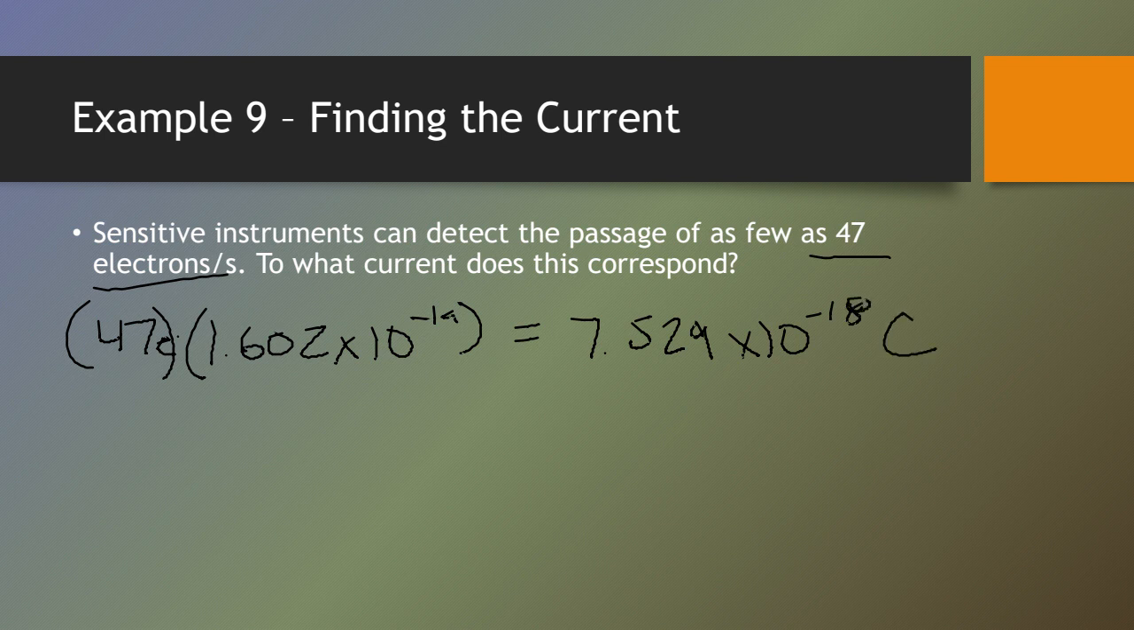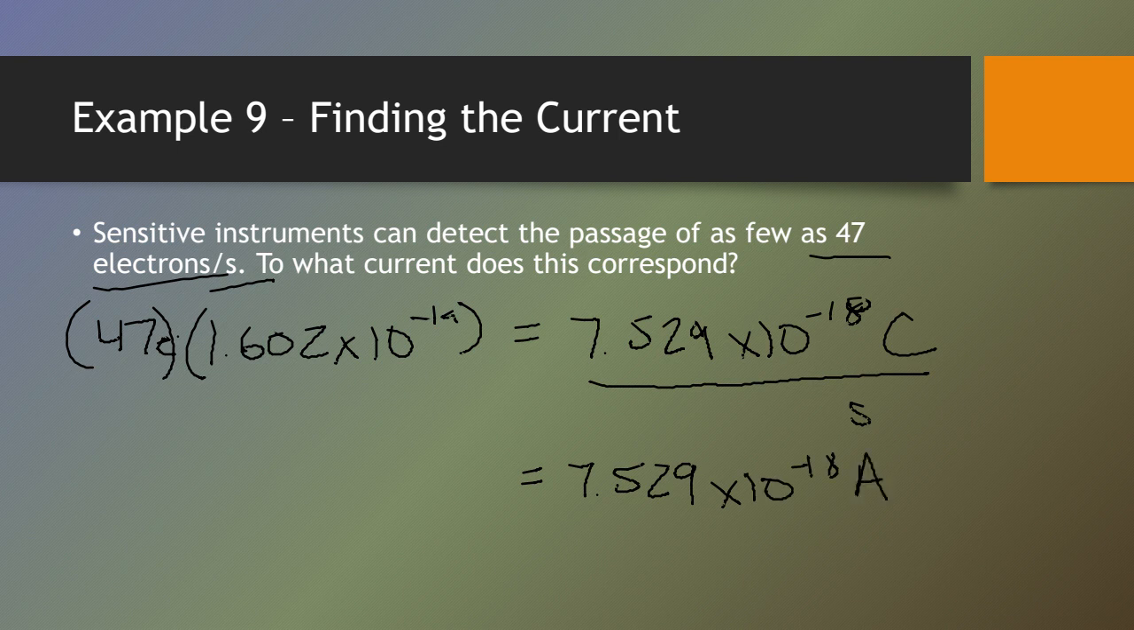If this is 47 electrons per second, so that's coulombs per second, this would be our current, 7.529 times 10 to the minus 18 amps. That is an extremely small current. Much, much less than what you might see in regular things. Most everyday objects are going to have currents between milliamps and a couple of amps, depending on what the object is.